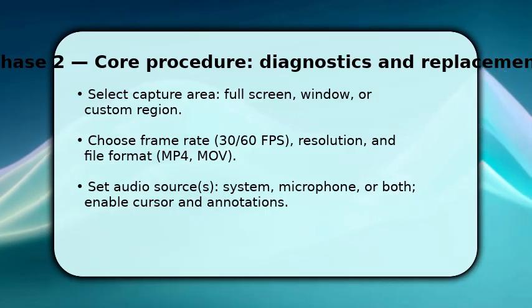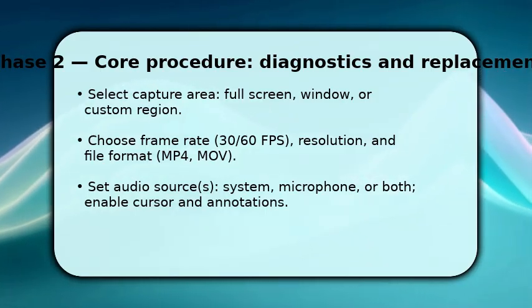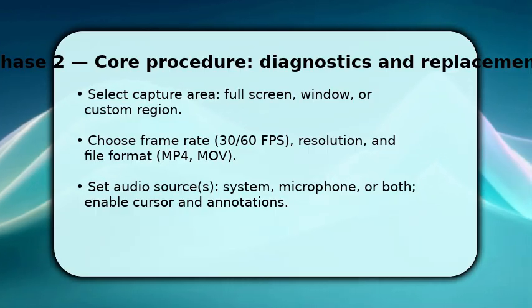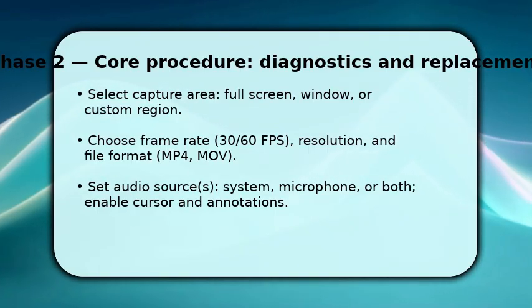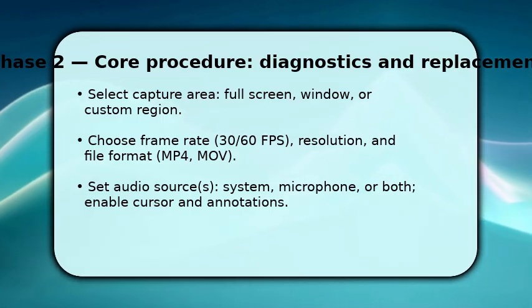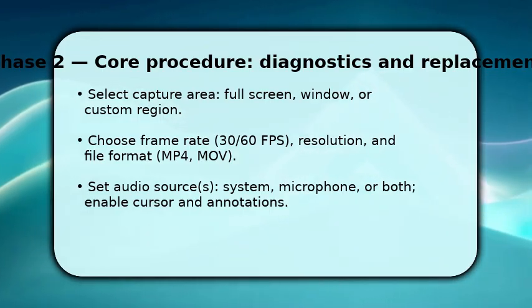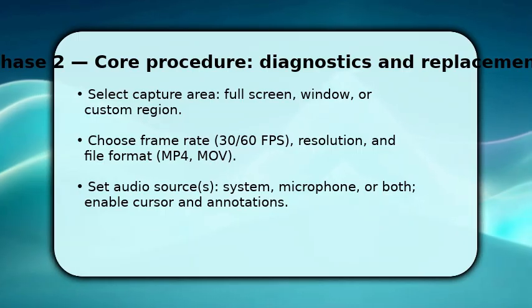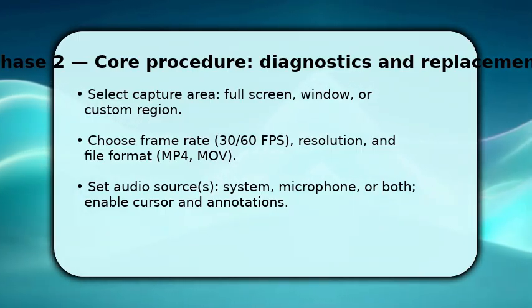Next, pick frame rate and resolution. 30 FPS is standard, 60 FPS for smooth motion, and MP4 for broad compatibility. Then assign audio sources, system sound, mic, or both, and enable cursor, keystroke, or annotation overlays if you need them.